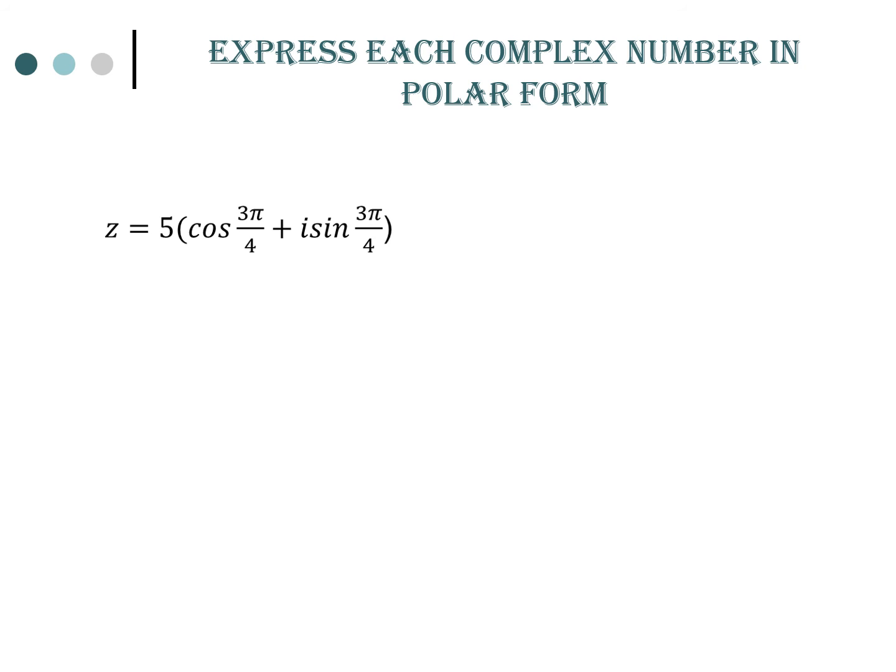Okay, let's try one more question. So here you can see R equals 5 and our theta equals 3 pi over 4. Convert 3 pi over 4 into degree mode. It means you multiply by 180 over pi and it will be 135 degrees.